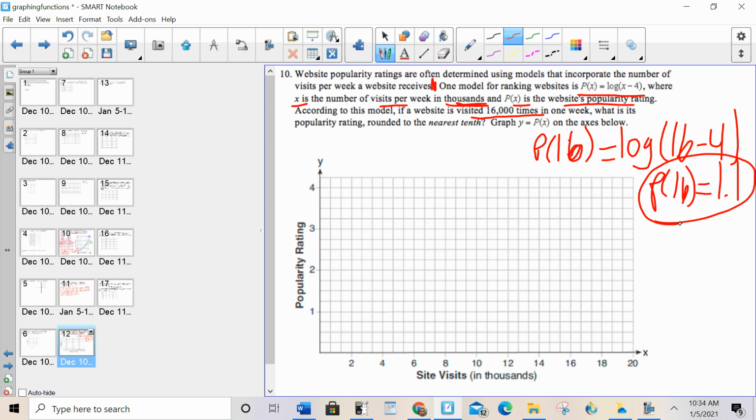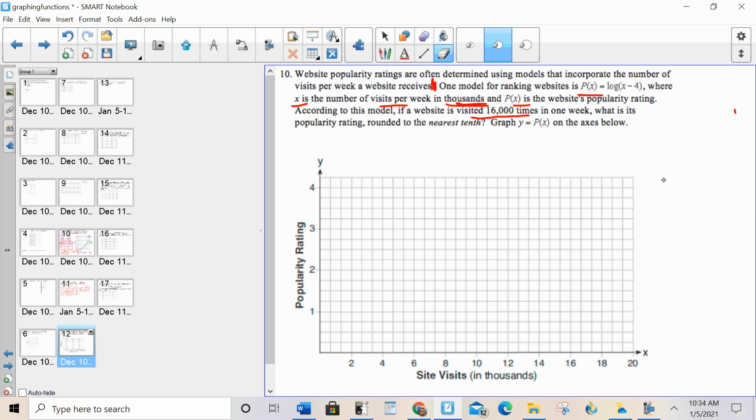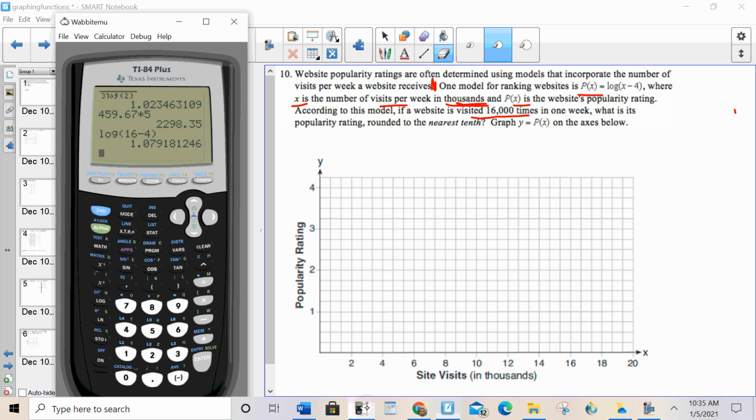I'm going to erase this now because we're going to need some more space for what we're going to be doing. But that's the first component of the question. So now we're going to move on. It wants me to graph it. So graphing's easy. I go to my calculator. I go to y equals.